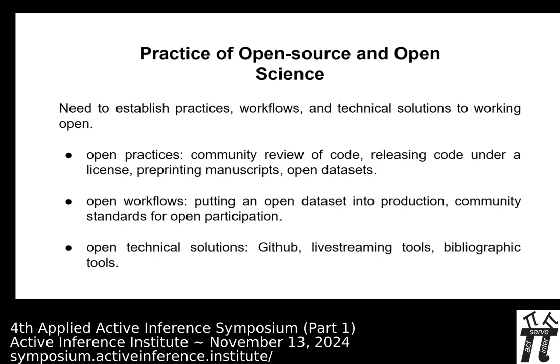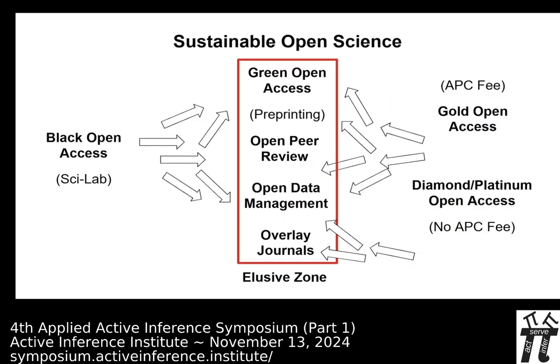Then we have open technical solutions. Open source and open science are built or enabled by technical solutions. You couldn't really have open source and open science without open technical solutions like GitHub, live streaming tools, and bibliographic tools. Of course, those things don't make something open source or open science by themselves, but they enable those practices. So this is a nice graph where I talk about a vision of sustainable open science.